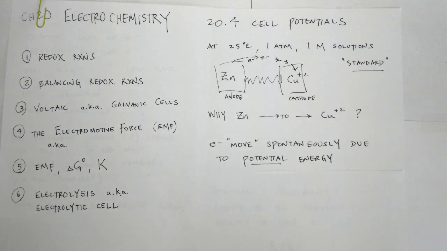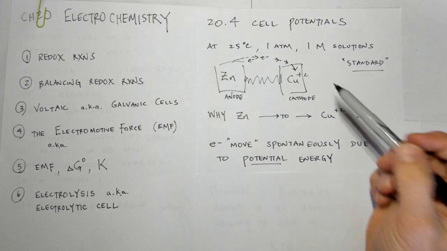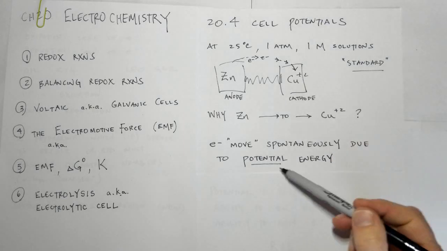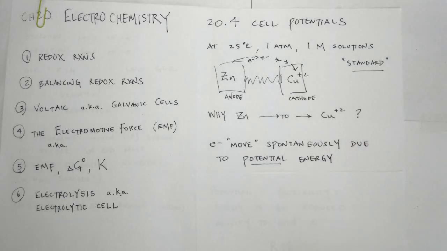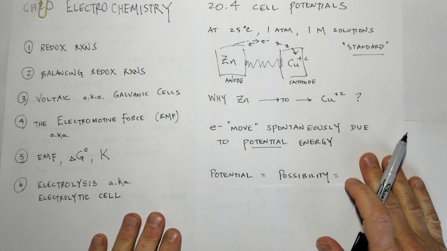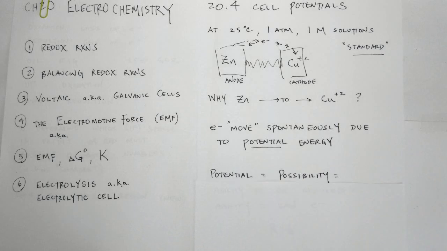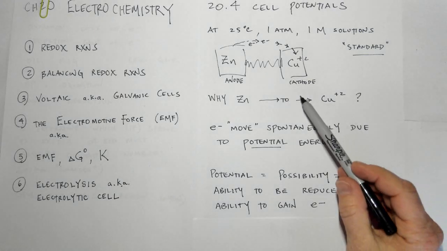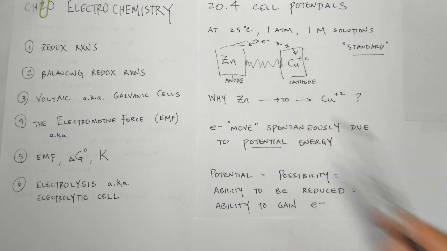Well, the electrons move spontaneously due to potential energy. Potential energy of copper having the possibility of being reduced more so than zinc. This potential is also known as the possibility, the ability to be reduced. And this ability to be reduced means the ability to gain electrons. And copper has a greater ability than does zinc.